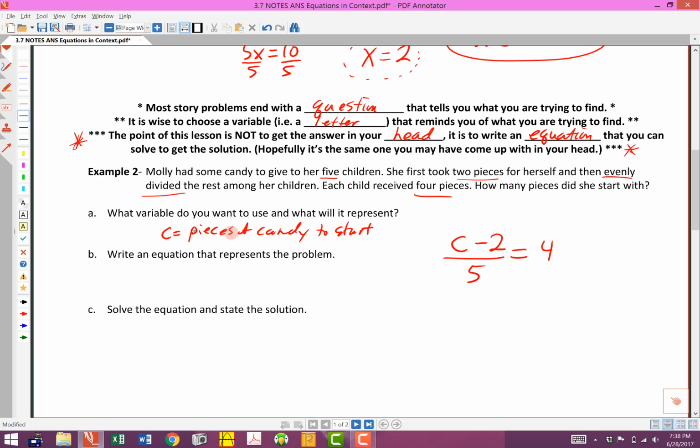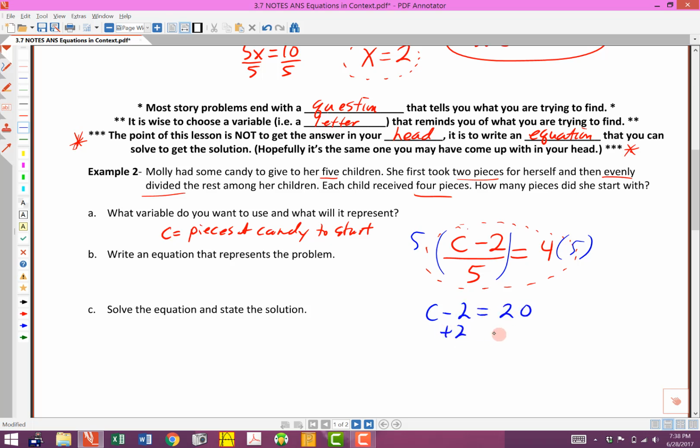So we've declared our variable. This equation represents what happened in the situation. She had some candy. She took 2 pieces for herself. Then she divided it among her 5 children, and each one got 4. And then we're just going to go ahead and solve this. Okay, so I'm going to circle this as a big part of being able to do this. That's really the key there. And then we're going to go ahead and solve, and I'm going to change colors to solve this. So I'm going to multiply this side by 5 and this side by 5. So we're going to end up with C minus 2 equals 20.